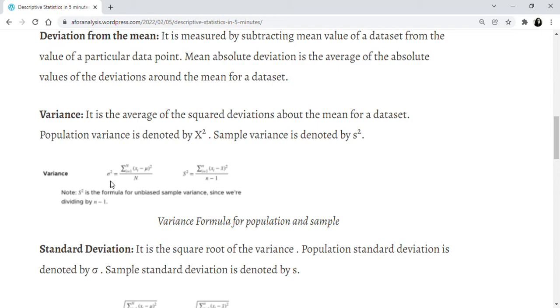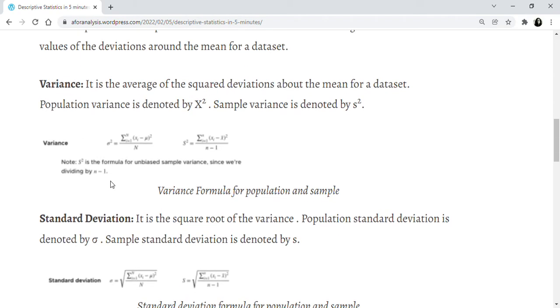Next is standard deviation, which is nothing but the square root of variance. So it is the same formula. Again, we are coming from variance and we are just taking the square root. For population it is denoted by sigma, and for sample it is denoted by S.